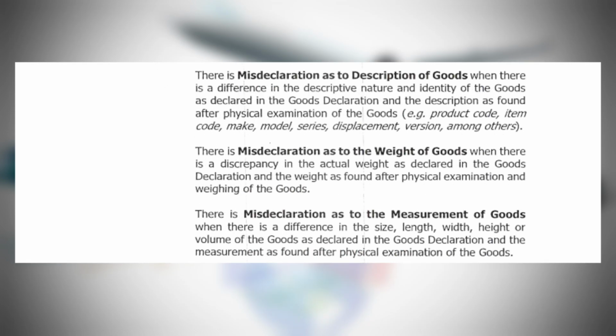There is misdeclaration as to description of goods when there is a difference in the descriptive nature and identity of the goods as declared in the goods declaration and the description as found after physical examination of the goods, e.g. product code/item code/make/model, series, displacement, version, among others. There is misdeclaration as to the weight of goods when there is a discrepancy in the actual weight as declared in the goods declaration and the weight as found after physical examination and weighing of the goods. There is misdeclaration as to the measurement of goods when there is a difference in the size, length, width, height, or volume of the goods as declared in the goods declaration and the measurement as found after physical examination of the goods.